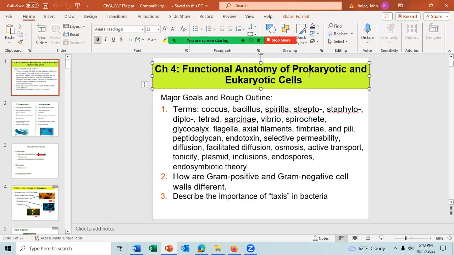of prokaryotic cells. In this slide, I've got the major goals and the rough outline stated. So know the terms. What's a coccus? What's a bacillus? What's a spirilla? I think we've already talked about those, but we'll talk about it more. What is a strepto, like a streptococcus, a staphylococcus, a diplococcus? What's a tetrad? What's a sarcina? What's a vibrio? What's a spirochete? What's a glycocalyx? What are flagella? What's an axial filament? What are fimbriae?